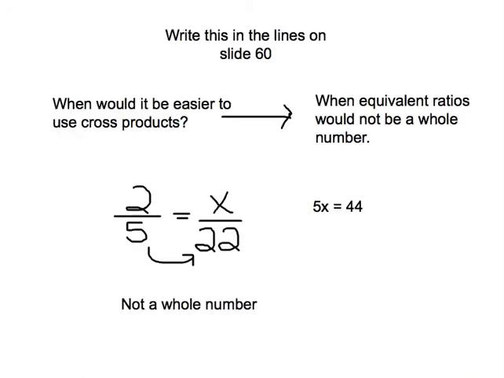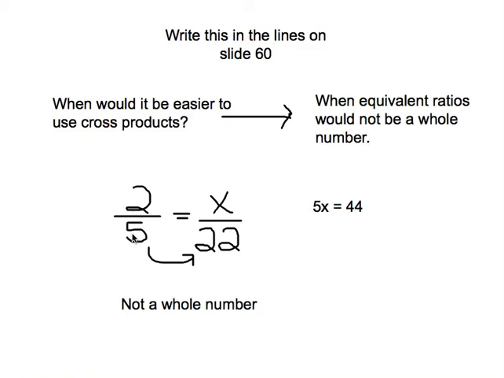Here's something a little extra that you can just write in the lines on slide 60. So when would it be easier to use cross products instead of equivalent ratios? The answer is when equivalent ratios would not be a whole number. So if we look at this example, 2/5 equals x over 22. We start on the side without the variable, and we try to get from 5 to 22. There's no whole number that you can multiply times 5 to get 22, so you could get an answer by dividing 22 by 5, but it's going to be a decimal, and there's really no need to do that.